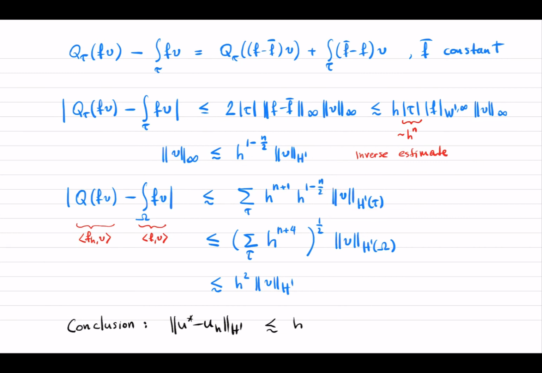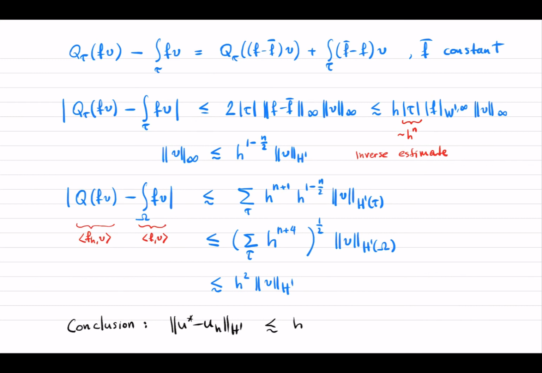Then we will use Cauchy-Schwarz for sums this time. So these two together will give us the power 2 plus n over 2, and that's squared, which will give you h to the power n plus 4. Sum over those and raise to the power half. The part that comes from v will give you exactly the H1 norm over omega.